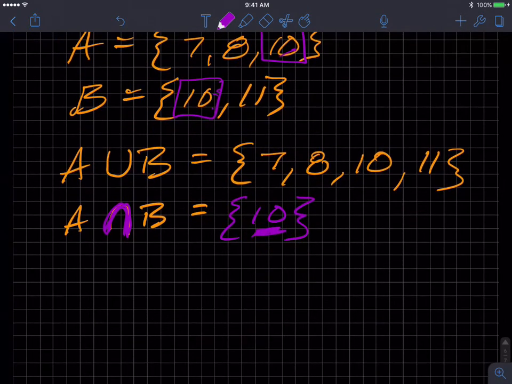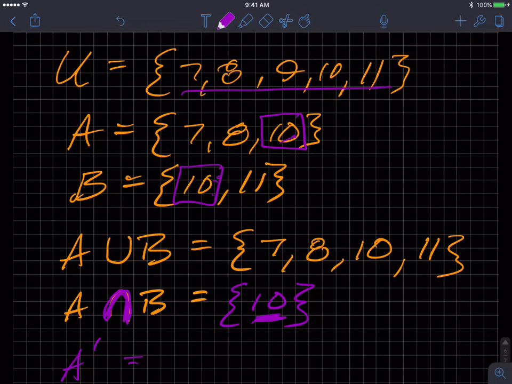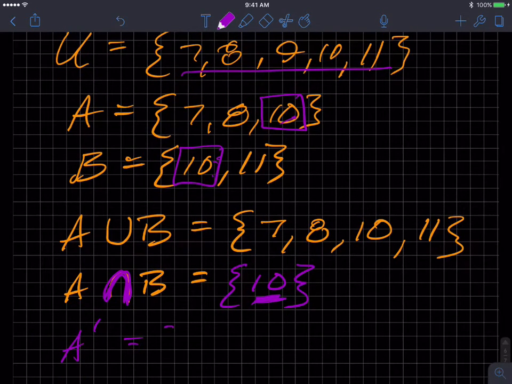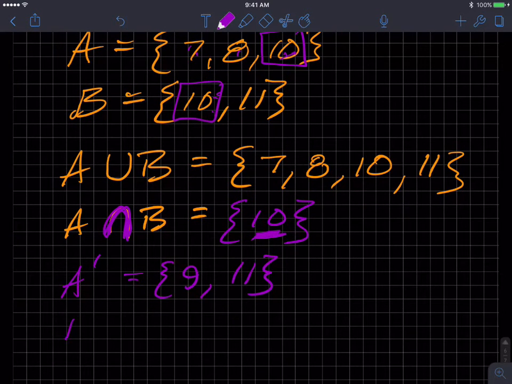Now, there are two more ideas. The complement of A are those values in the universe that are not in A. So that would be 9 and 11. Am I making sense? 7 is in the universe. 8, 9, 10, 11 are all in the universe. But 7 is in A, 8 is in A, and 10 is in A. What values in the universe are not in A? 9 and 11. What would be the complement of B?